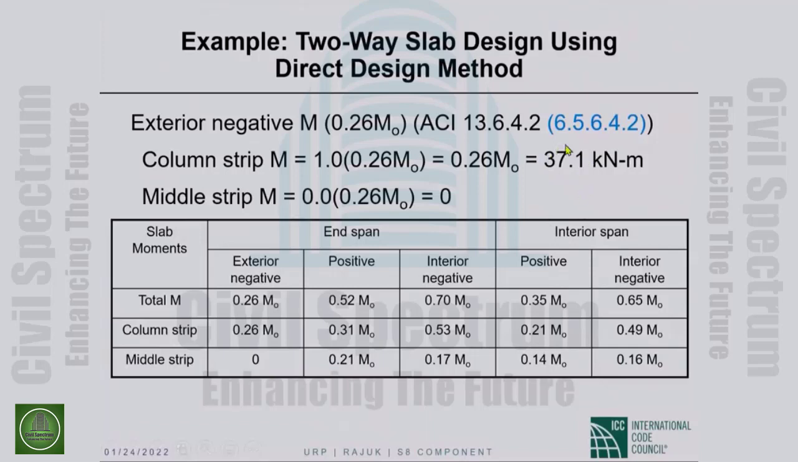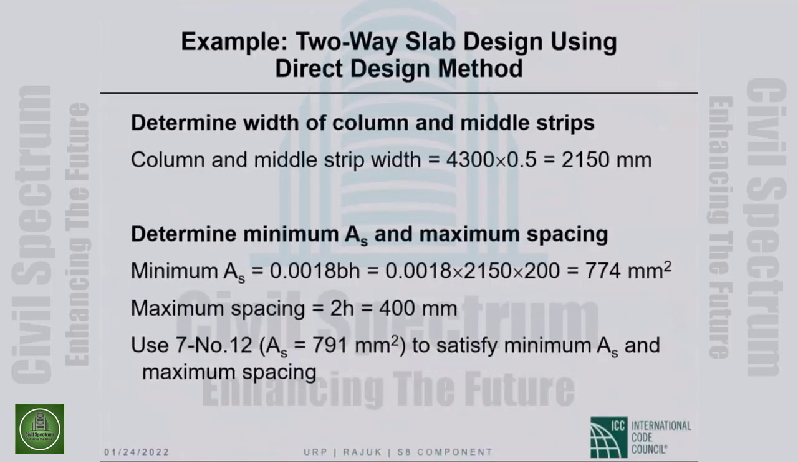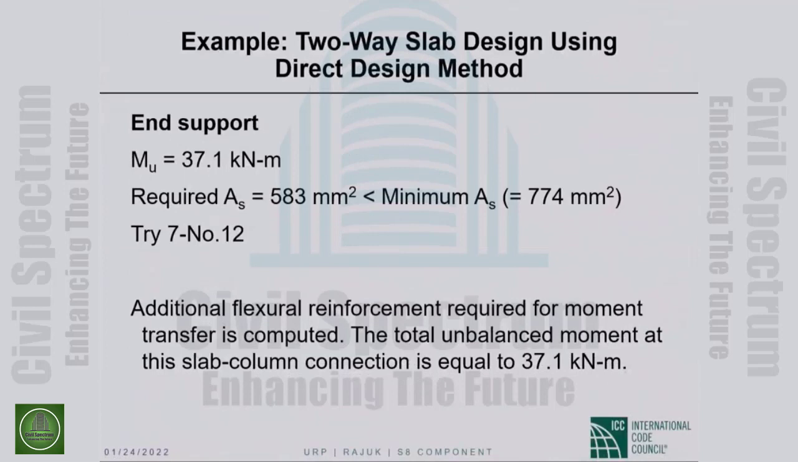This is the end support moment, 100% going to the column strip, 0% going to the middle strip. So this 37.1 kilonewton meters of bending moment at the exterior support, all of this is unbalanced moment, obviously. For this bending moment, the required A sub s for our slab thickness is 583 square millimeters. That being less than the 0.18%, we have to provide the minimum, that is 7 number 12.